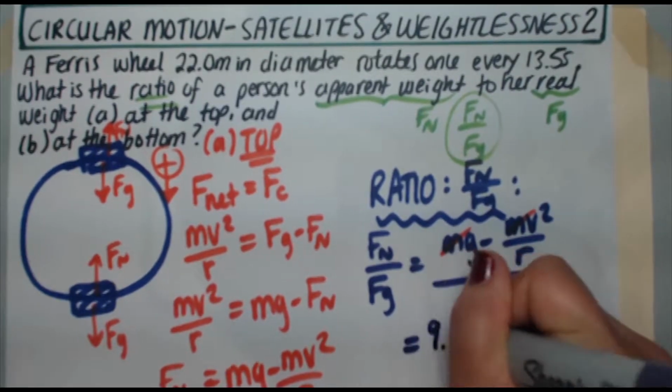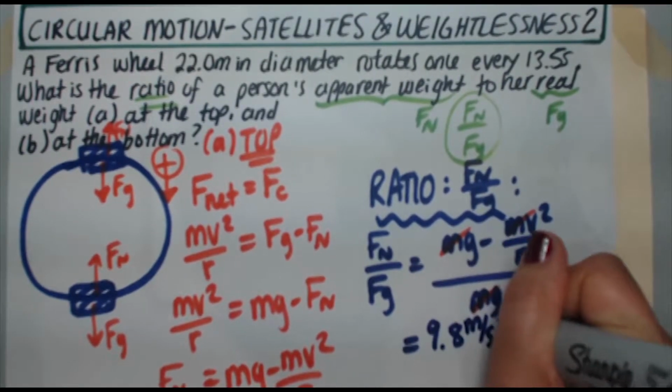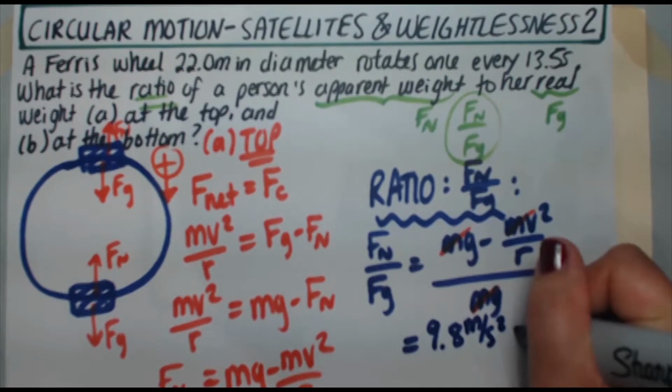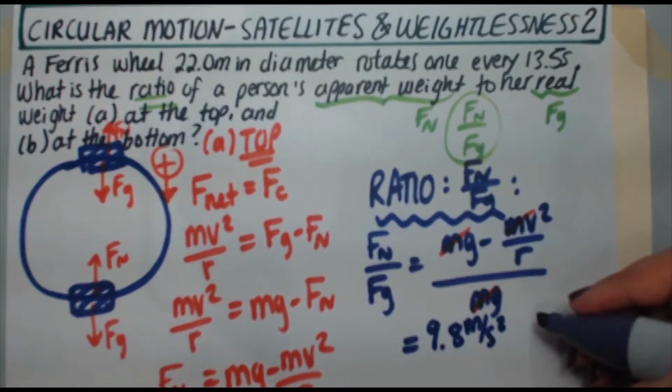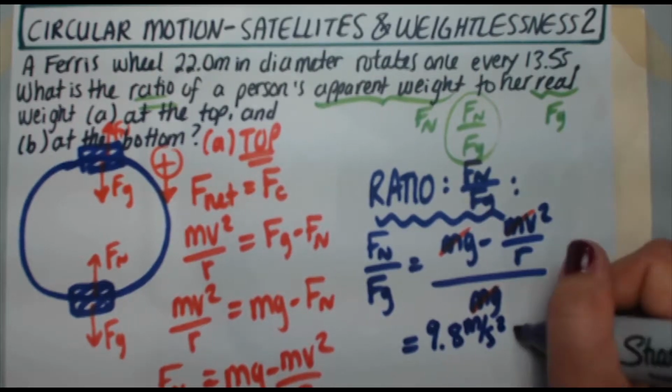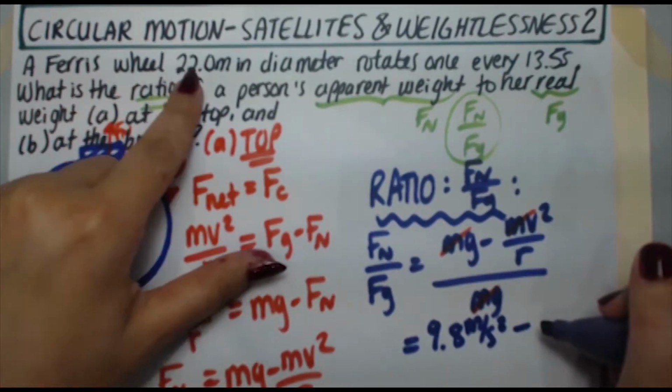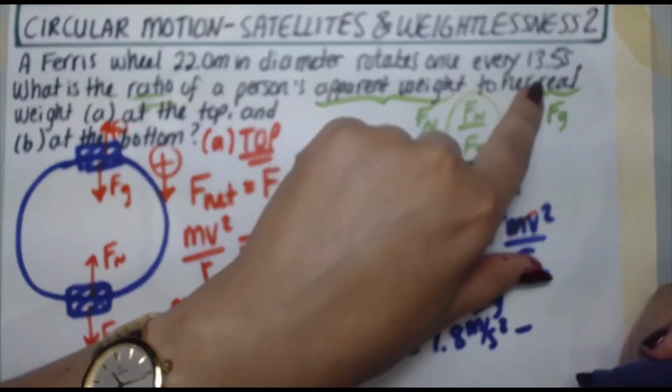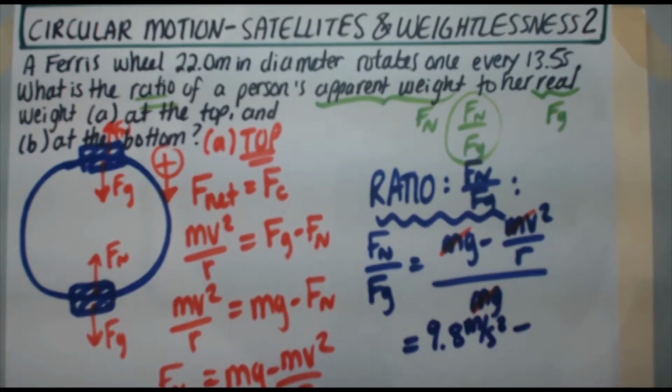So for g, we get 9.8 meters per second squared. Let's see, and then we've got our speed. Now, what is the speed of the roller coaster? Well, we didn't actually find that out yet, did we? Okay, so the Ferris wheel is 22.0 meters in diameter, rotating once every 13.5 seconds. Okay, so let's actually do a quick speed calculation on the side here.